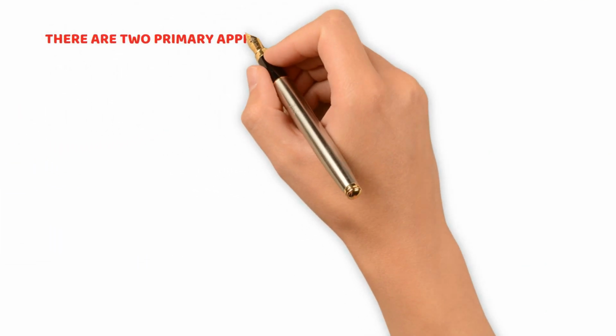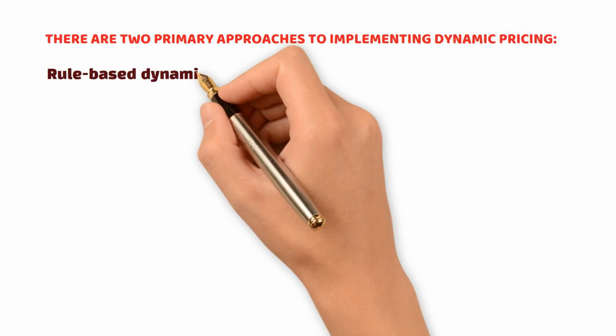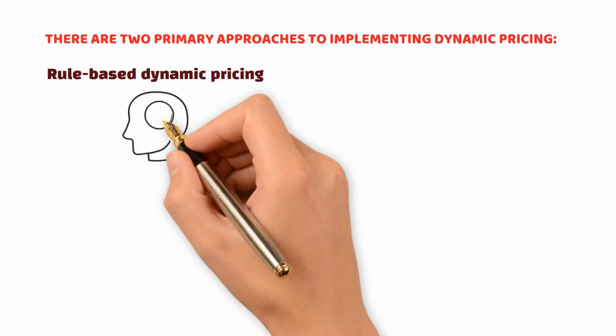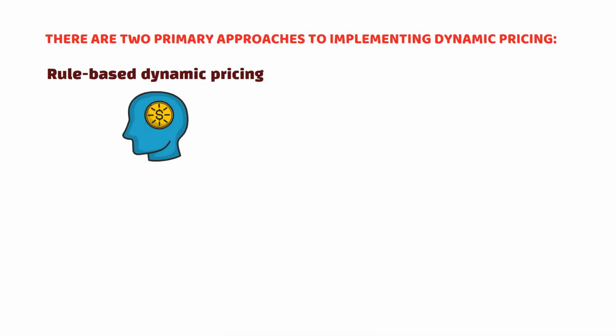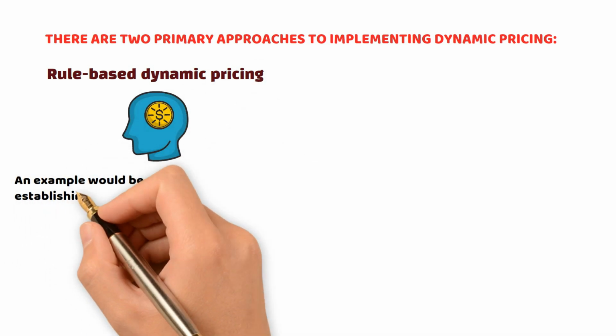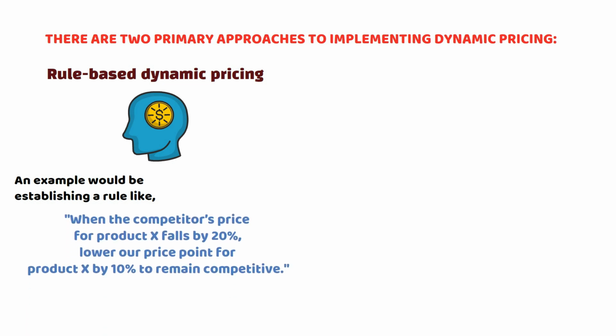There are two primary approaches to implementing dynamic pricing. Rule-based dynamic pricing involves incorporating human-made pricing decisions into pricing point estimates. An example would be establishing a rule like, when the competitor's price for product X falls by 20%, lower our price point for product X by 10% to remain competitive.